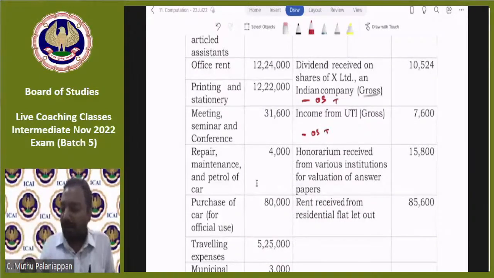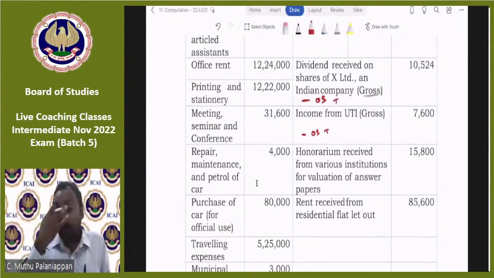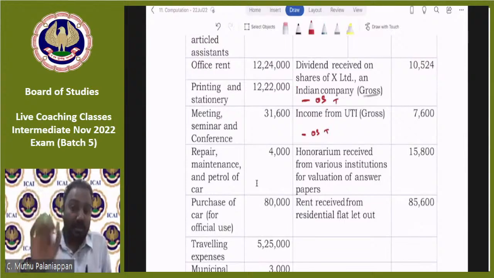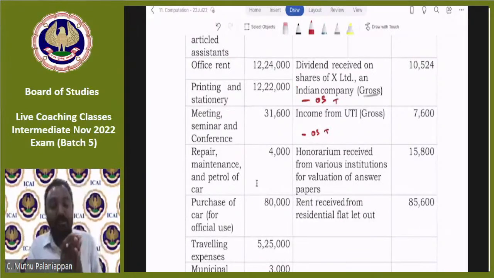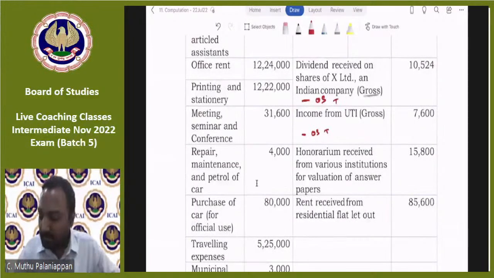Whatever honorarium you're talking about is not your business income, because whatever you have received from practice, the top three incomes, only that should be considered as your business income. Everything else is other sources. So this honorarium that you have received should be taxed under other sources. So for this also I need to say minus, and I have to consider it under OS. So that's what it is about.